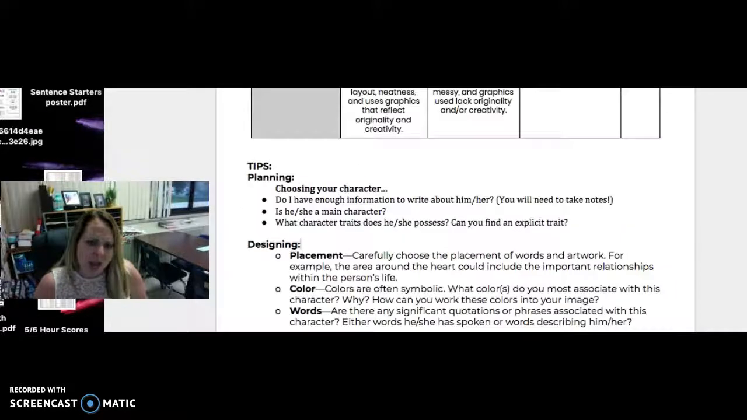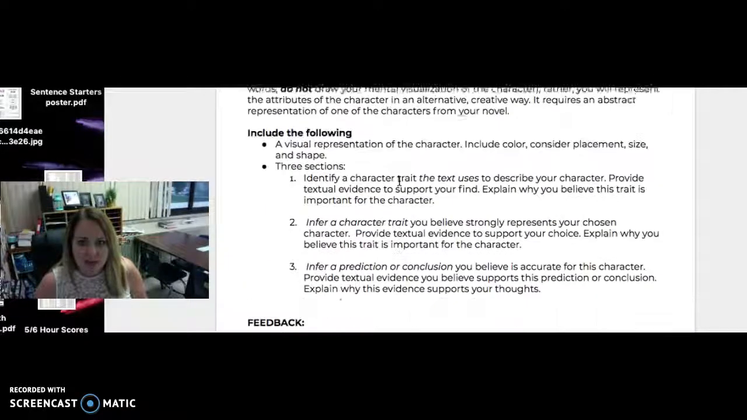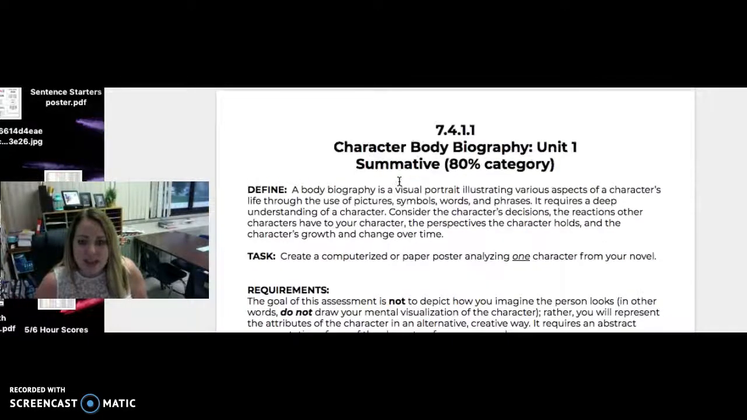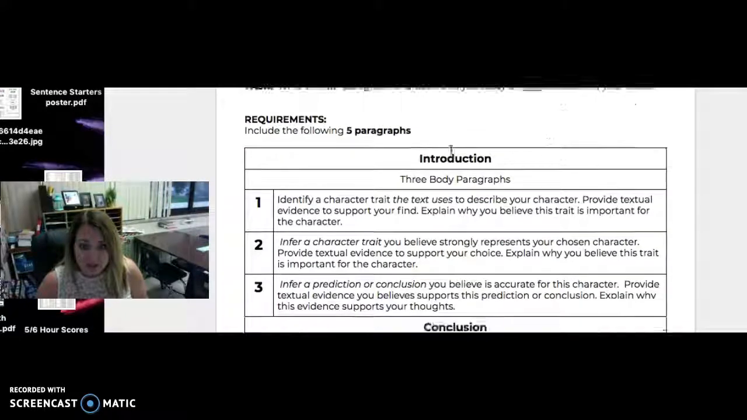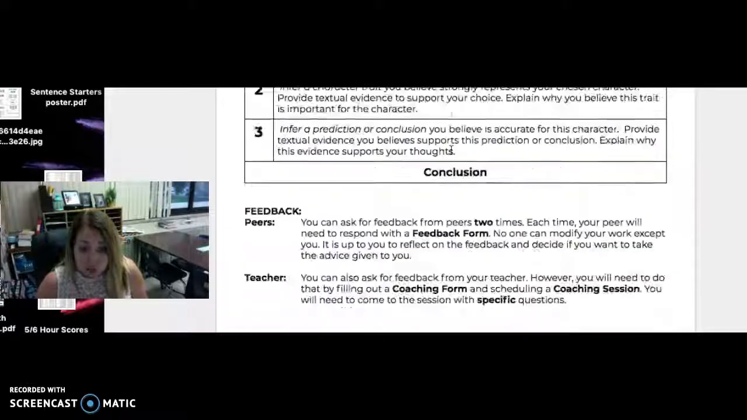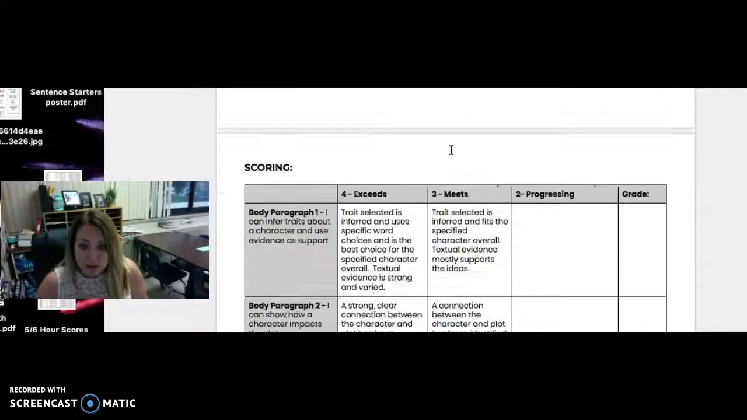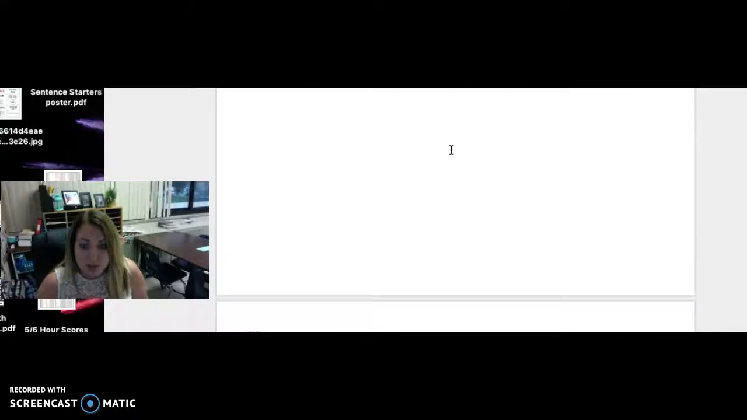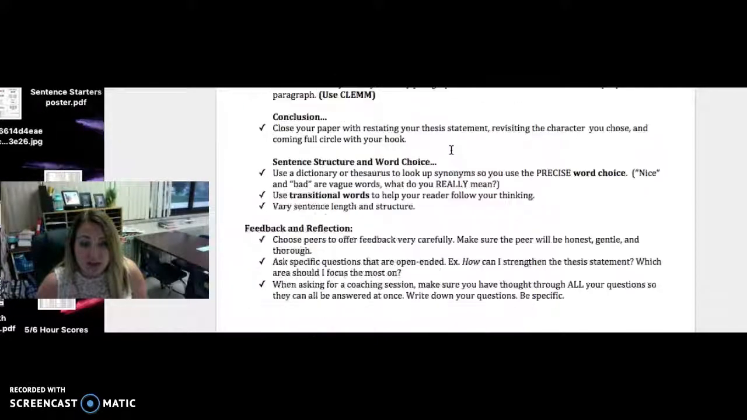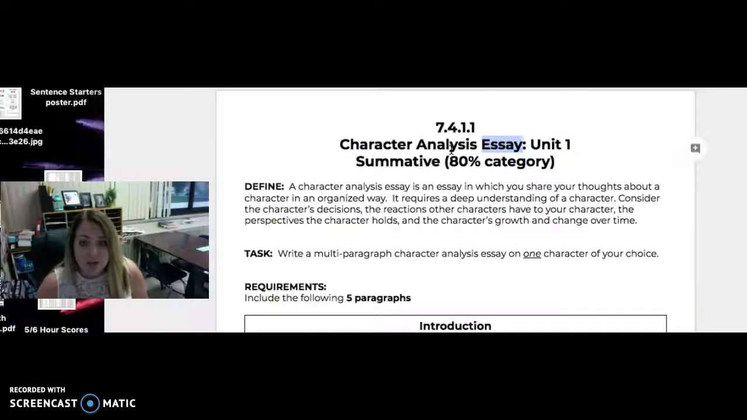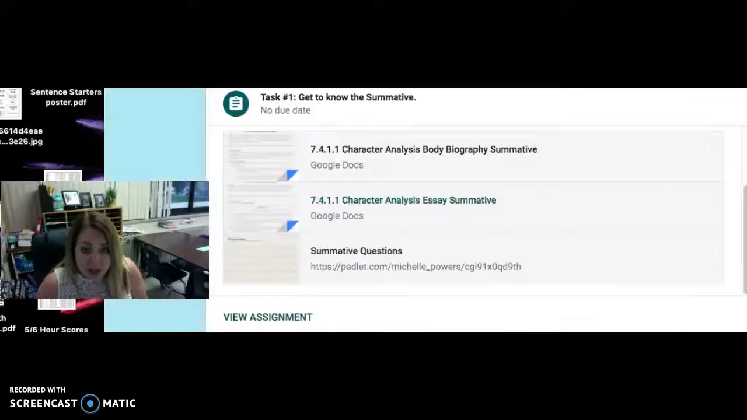If you're a little bit more abstract and like things to be a little more random and artsy, then the body biography is going to be for you. But you should definitely go through this essay assignment description, read that, make sure you understand it, write down questions that you have. Okay, there's a rubric for this one too, and there's actually quite a bit of tips for this one: planning, writing, feedback, and reflection. So read through that, and then you're going to go back to the summative questions here.